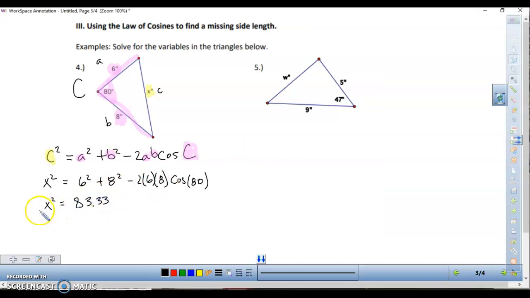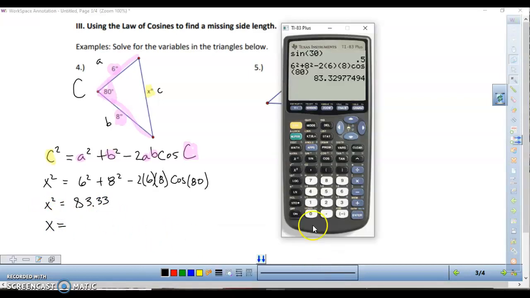But that's x squared. So what I need to do next is just take the square root of both sides. So I'm just going to go back to my calculator. I'm going to hit second square root. But then instead of just typing this in again, you guys remember I could always do second, this little option down here, answer. It'll square root that previous answer. So I'm going to square root it, and then I get the x is about 9.1.